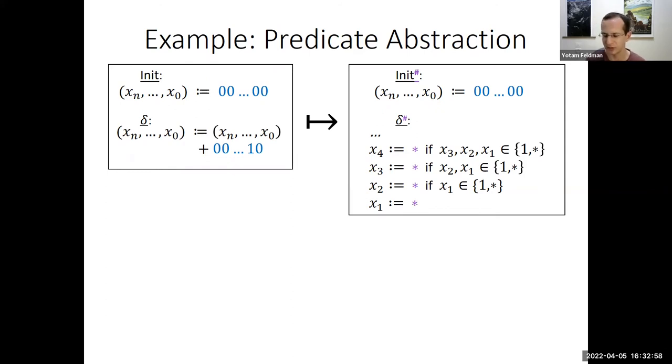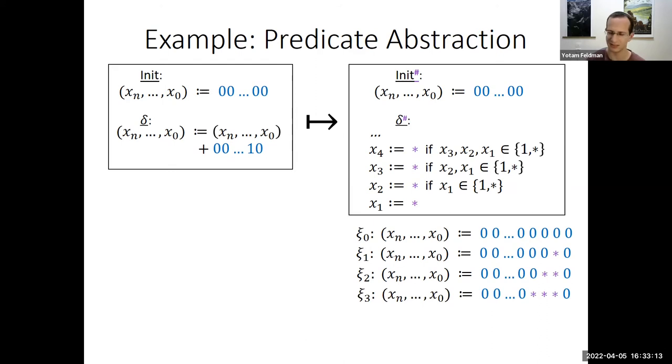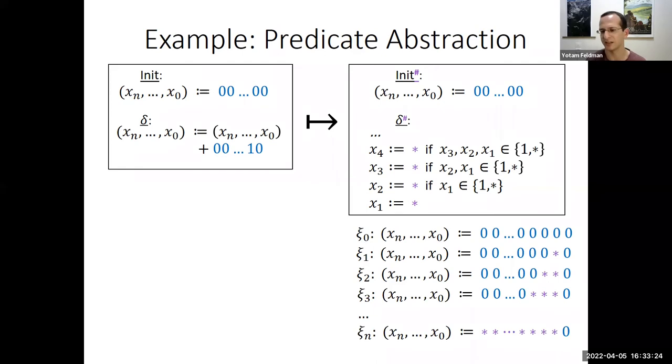So when we execute this abstract program, it starts from everything is zero. Then after one iteration, x1 gets a star. In the next iteration, x1 is still a star and x2 gets a star. In the next iteration, this propagates also to x3 and so on, until we converge to the value where everything is star except for the least significant bit. And when we continue executing this program, we remain at this value. So I think it's fair to say that the program converges to this value.